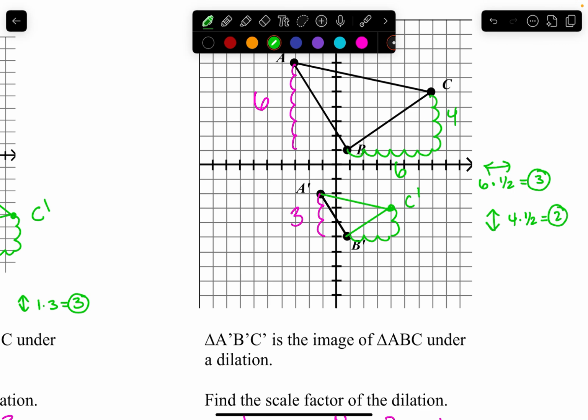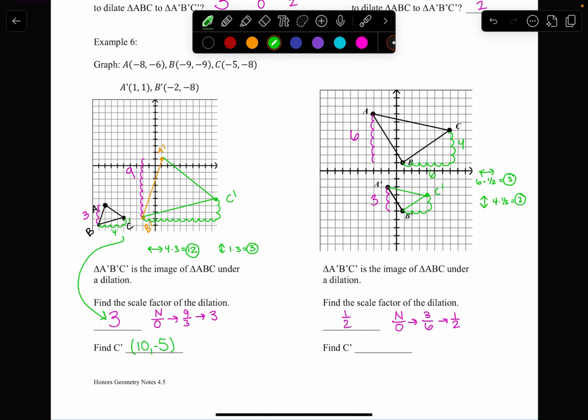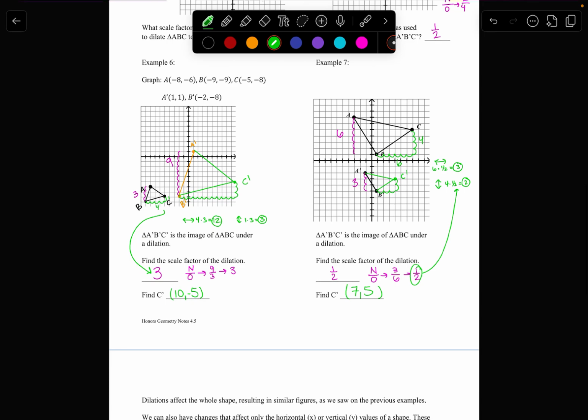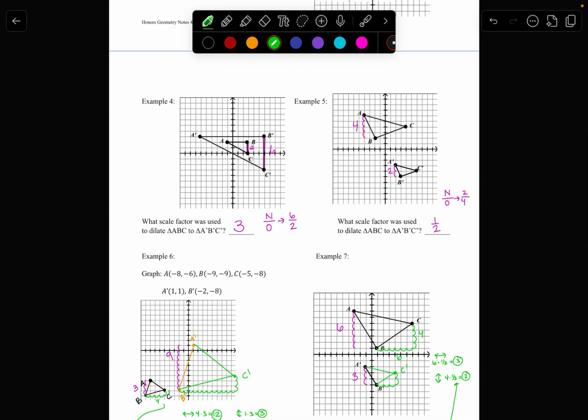When you look at your graph, those two triangles should look identical. One is just bigger than the other, or one is smaller than the other, okay? So C prime will be located at 1, 2, 3, 4, 5, 6, 7, 1, 2, 3, 4, 5. And there you go. That's the hardest part of this. If you can do that, everything else is easy breezy, beautiful cover girl.